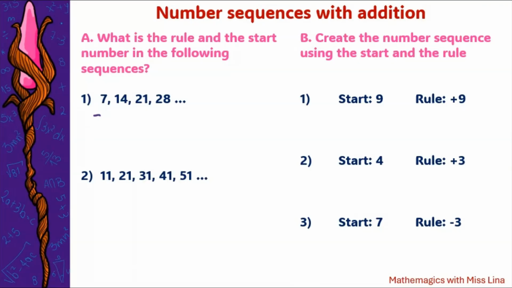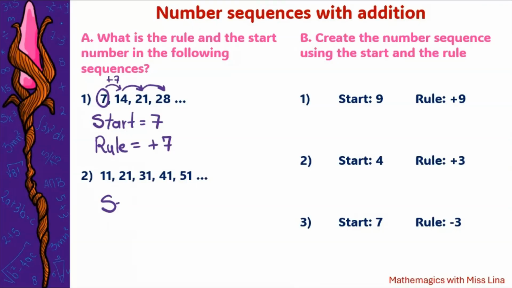Okay, we can start with the start, which is the easiest one, it's just checking the first number in the list. So 7. And for the rule, we need to identify what is the addition or subtraction done. We need to add 7 to get the 14. Don't forget to check if the rule is correct for the rest of the numbers. So 14 plus 7, yes, it is 21. And 21 plus 7, it is 28. So the rule is correct. The rule is add 7.